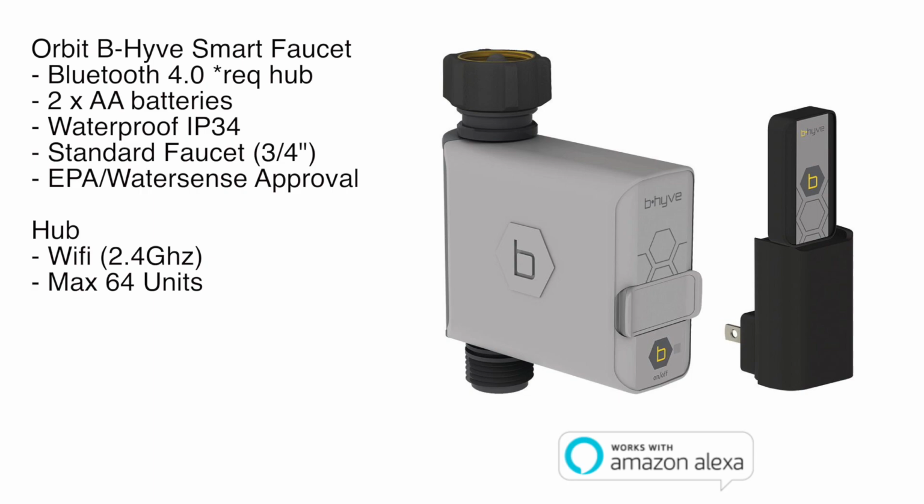It works with the Amazon Alexa ecosystem today, so if you're in there, you can use this right now. This is Bluetooth 4.0, and it requires the hub if you want to do some more interesting things like connect it to Amazon's Alexa. It is two AA batteries, waterproof, a standard faucet size, and it has EPA WaterSense approval if that's important to you. The hub, which is a little device you see on the right here, is just a Bluetooth to wireless conversion. It's 2.4 gigahertz, and it's a maximum of 64 units.